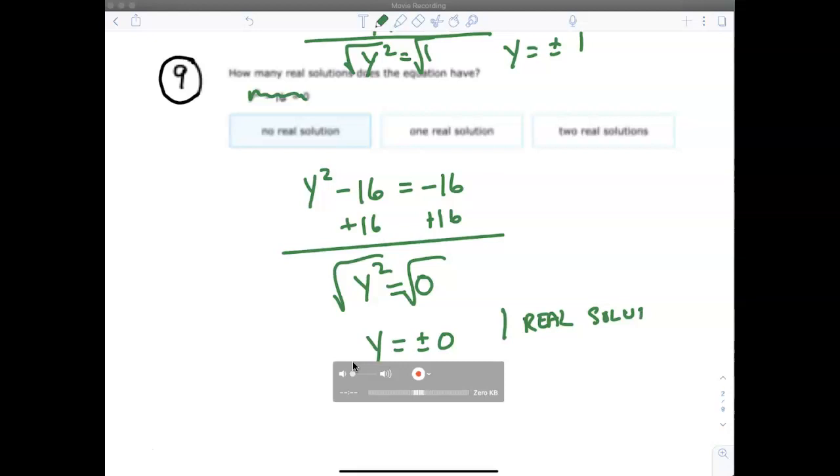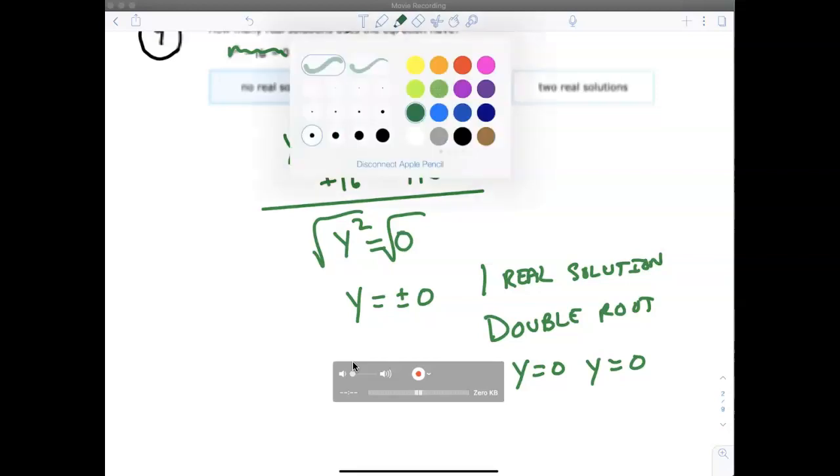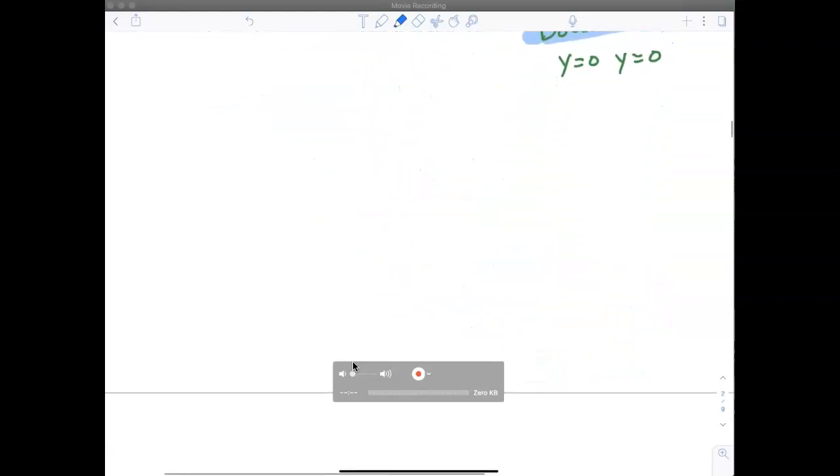But what I want to tell you is that, again, there's always supposed to be what? Two solutions, because it's to the second power. So what we do is we say this is called a double root. And that means that just y equals 0 twice. That's how they get around that rule. So again, this would be nice if you remembered this as a double root. There's one real solution, but it's considered to appear twice. Okay, so let's continue on.